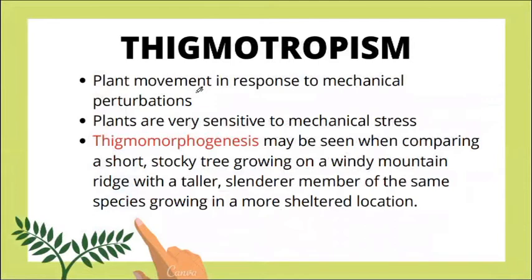Okay, the third tropism is thigmotropism. Thigmotropism is plant movement in response to mechanical perturbation. This is because most plants are very sensitive to mechanical stress. Thigmomorphogenesis may be seen when comparing a short, stocky tree growing on a windy mountain ridge with a taller, slender member of the same species growing in a more sheltered location.